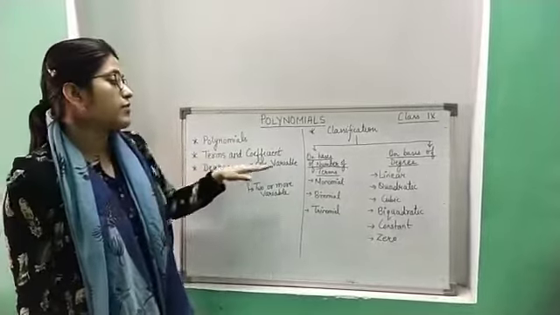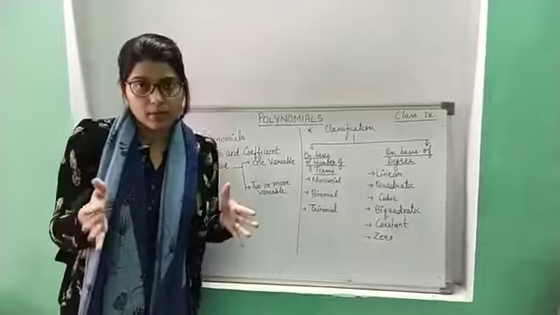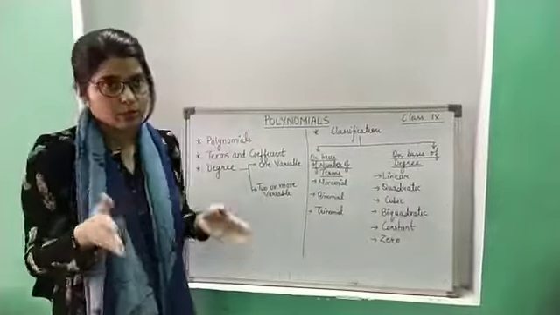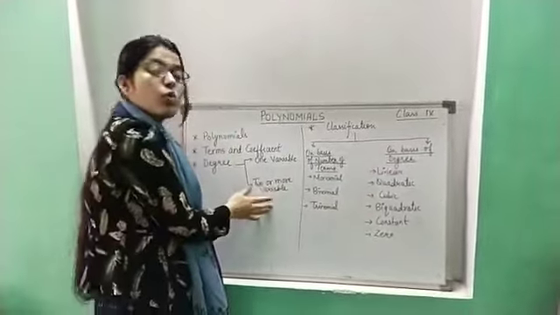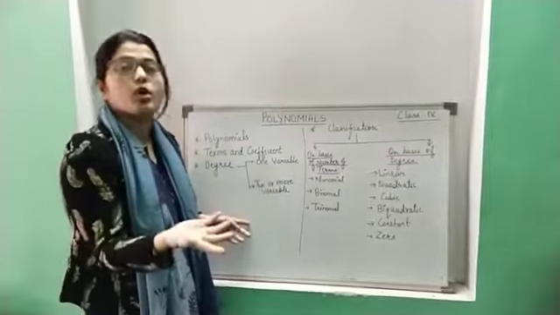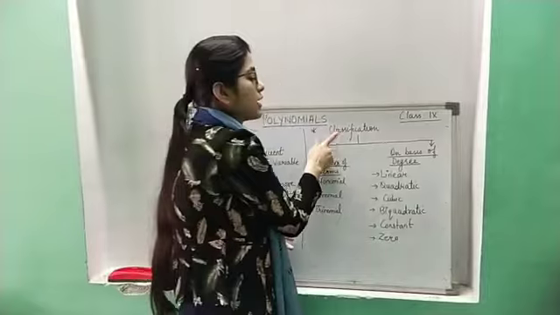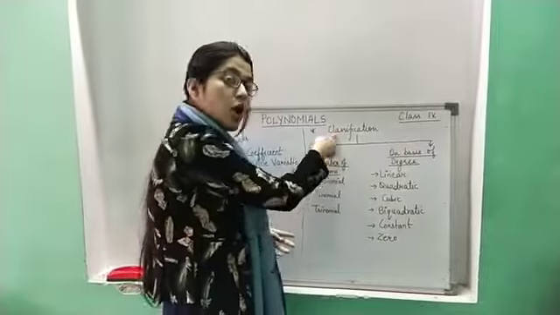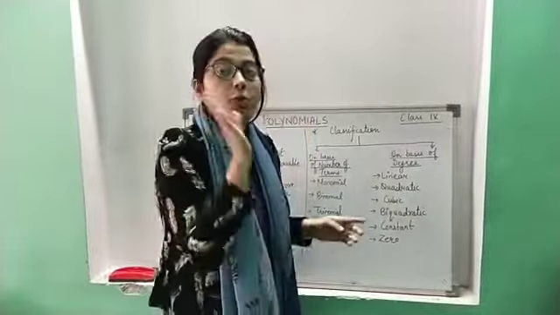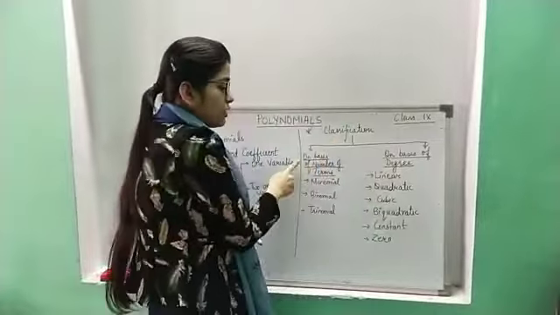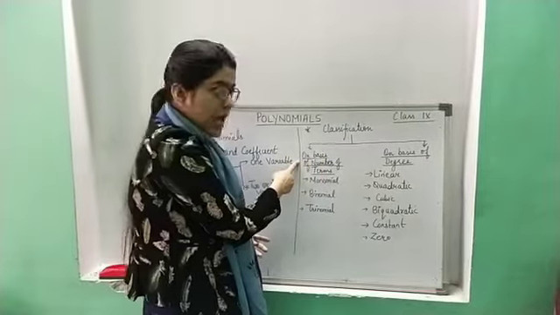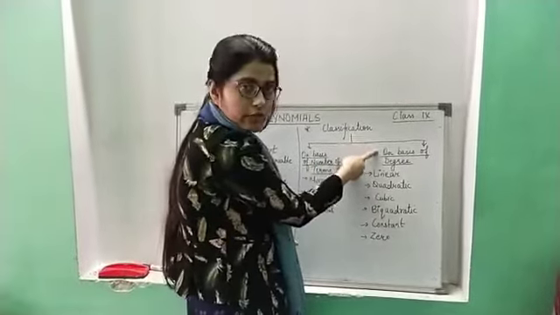In degree we will see when the polynomial is one variable, then what will be the degree of the polynomial, and when the polynomial is two or more variables, then what will be the degree of that polynomial. Now after that we will see the classifications of polynomials, that is, how polynomials are classified. Polynomials are classified on the basis of number of terms and second on the basis of degree.